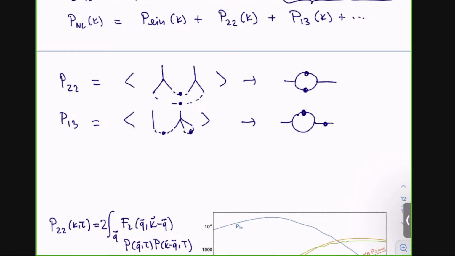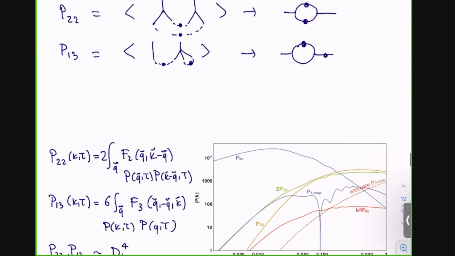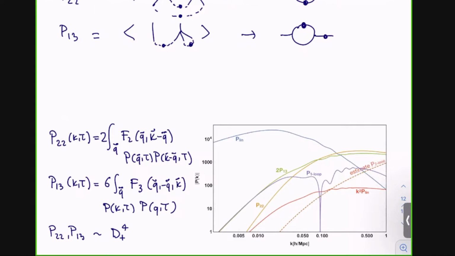Anyhow, this diagrammatic representation is just some convenient tool to draw pictures and convey information quickly. But the formulas for these two contributions are not very difficult to find. And indeed, as you expect, the P22 contribution depends on the square of the F2 kernel because we have two second-order solutions. This factor of 2 here appears because we are going to have two non-trivial contractions. And then we have two power spectra that we are integrating over. While the P13 contribution depends, of course, on the cubic kernel F3.